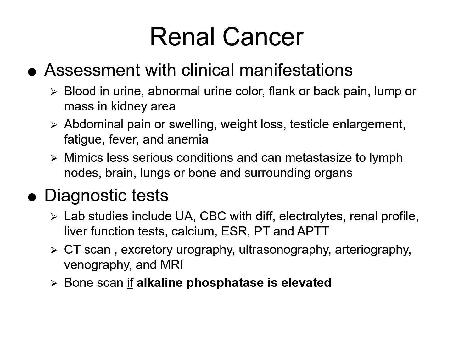Blood in the urine, abnormal urine color, flank or back pain, a lump or a mass in the kidney area. They can have swelling, weight loss. Men can have testicle enlargement. People get fatigued, have fever and anemia. It can mimic, and this is the bad thing, it can mimic less serious conditions and be metastasizing to the lymph nodes, brain, lungs, or bone in the surrounding organs.